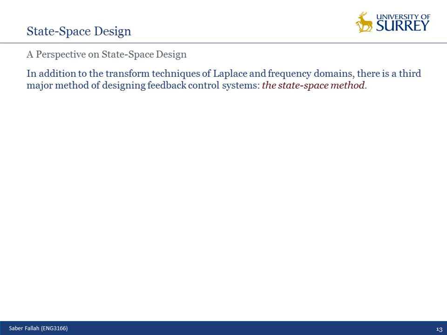We call the state space method a modern control system design. It started developing from 1950. It is not that new, but compared to the classical control system design that started from the 18th or 19th century, it is much newer.